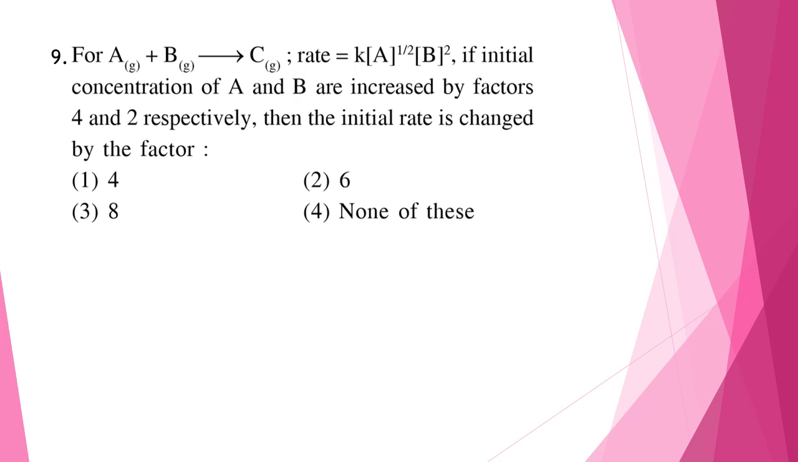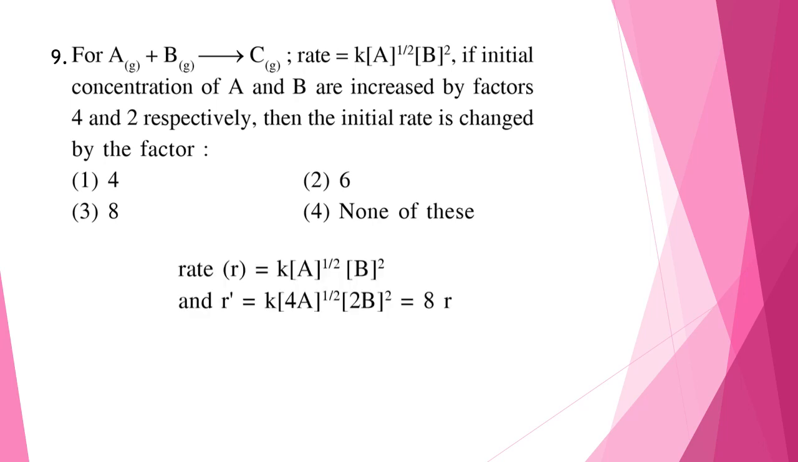So you have to just replace A by 4A and B by 2B. So initially R was equal to K A to the power 1 by 2, B to the power 2. So now R dash will become K into 4A to the power 1 by 2 into 2B to the power 2. So when you open the brackets, you get 8R. So the correct answer will be option 3.